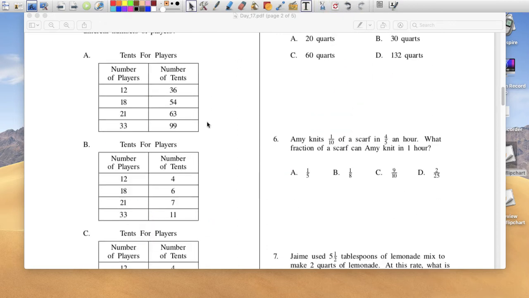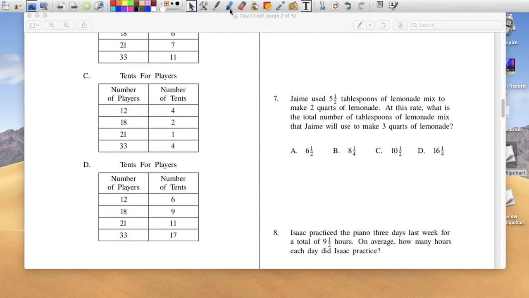And just to make sure, I'll look at C and D. Again, this works out. 12 divided by 3 is 4, but 16 divided by 3 is not 2. That's garbage. 12 divided by 3 is not 6, so I don't even have to continue. That's also garbage.